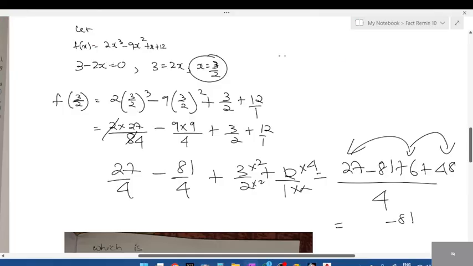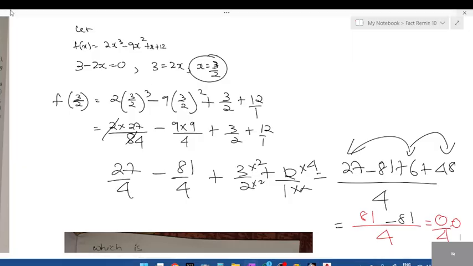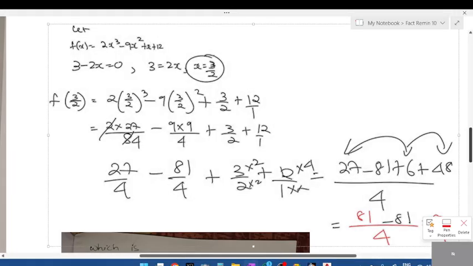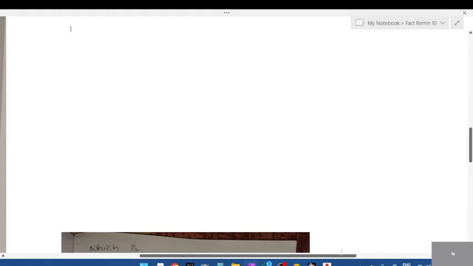Be quick, students. What's the answer? 81 divided by 4. What is 81 minus 81? 0 divided by 4 is 0. Did we get the answer 0? Got it? So that's it. This is factor theorem. We have proved it.